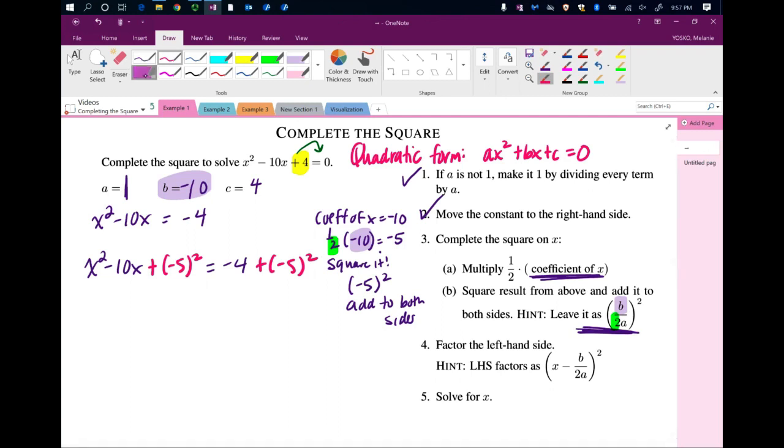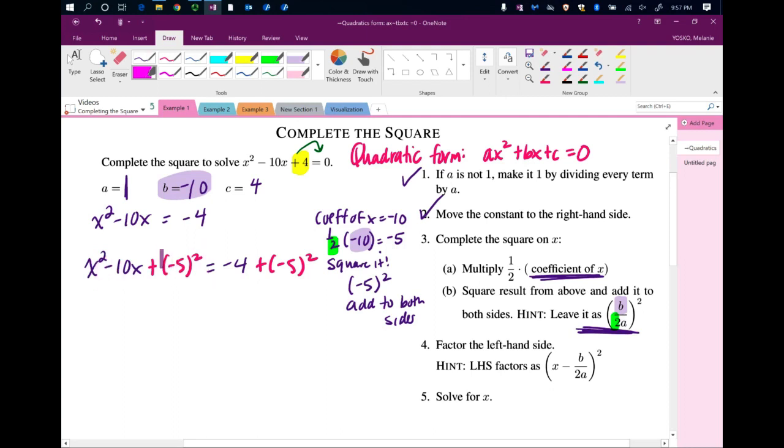Okay, then step 4 says we're going to factor this thing. Well, if you wanted to rewrite it, you could say x squared minus 10x plus 25, and you could factor that. And maybe that's easy enough to factor. But sometimes we're going to end up with fractions in here, and so it would be nice to know if there was an easier way, a way that worked every time. So turns out there is. We're going to look at this. This is x squared minus 10x plus negative 5 squared.